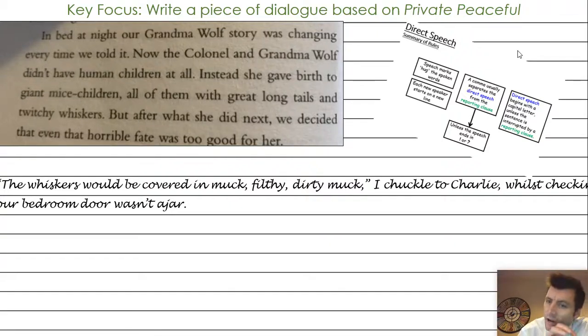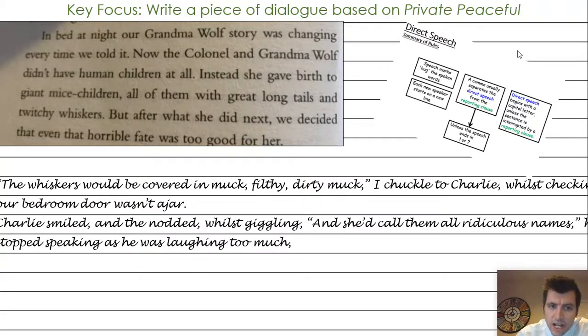Now, even within that, we've still got this: whilst checking our bedroom door wasn't ajar. Ajar means when it's a little bit open. They wouldn't want their bedroom door to be ajar because Charlie and Tommy wouldn't want to be heard by their mother. Although she might agree with their views on Grandma Wolf, she would not allow them to speak ill of her. So that action shows how they're feeling. We're showing still.